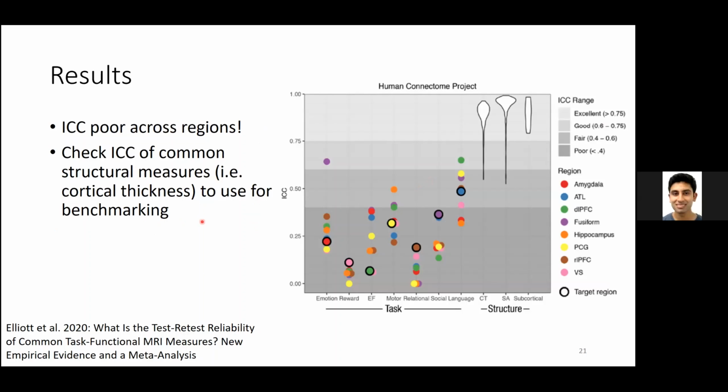Furthermore, they wanted to check if there was any agreement of ICC across regions. So once again, if we look at this emotion task, not even looking at just the amygdala, which is the region of interest, but looking at the other regions in the brain, you see that across regions and across tasks, there's poor ICC, less than 0.4, and very few of these regions break 0.5 ICC. As a sanity check, they did get the ICC for structural measurements. So this is cortical thickness, this is surface area, and as expected, there's very high ICC for these measures. It's just the fMRI results that have poor ICC they found.